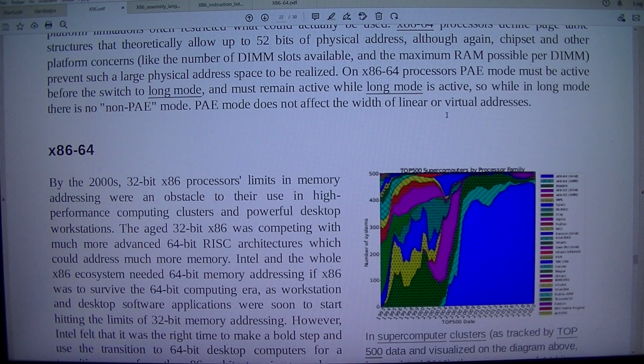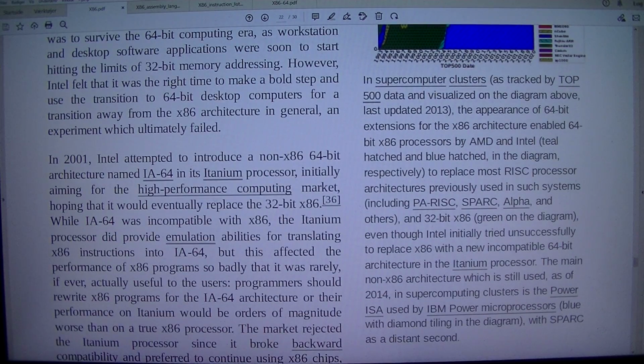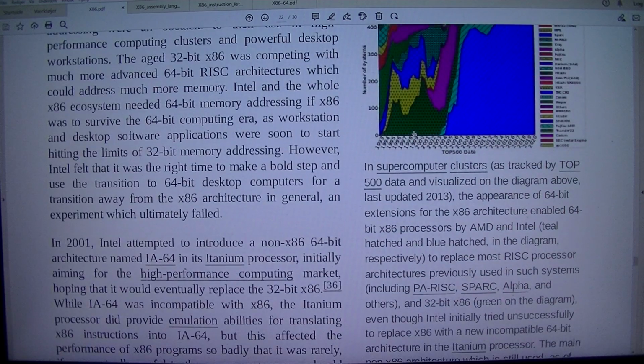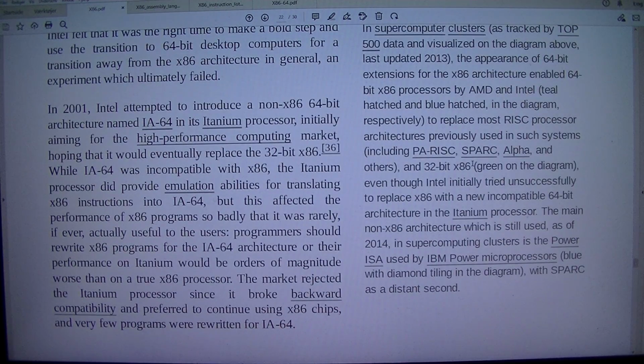x86-64. In supercomputer clusters, as tracked by TOP500 data and visualized on the diagram above, last updated 2013, the appearance of 64-bit extensions for the x86 architecture enabled 64-bit x86 processors by AMD and Intel, teal-hatched and blue-hatched in the diagram respectively, to replace most RISC processor architectures previously used in such systems, including PowerISA, SPARC, Alpha, and others, and 32-bit x86, green on the diagram, even though Intel initially tried unsuccessfully to replace x86 with a new incompatible 64-bit architecture in the Itanium processor.